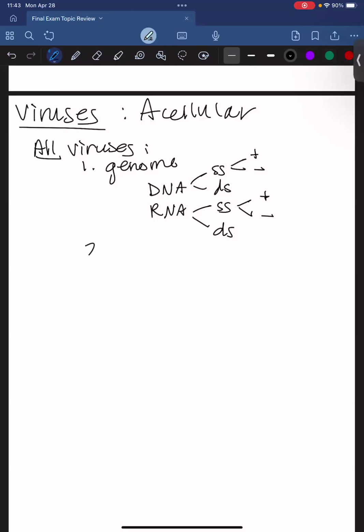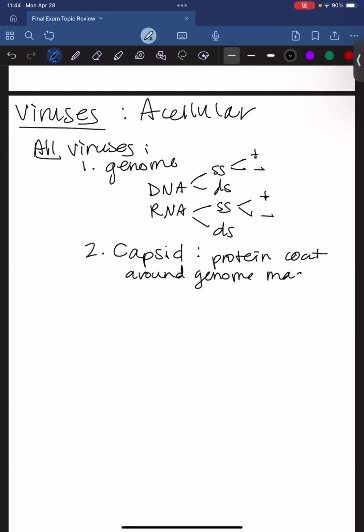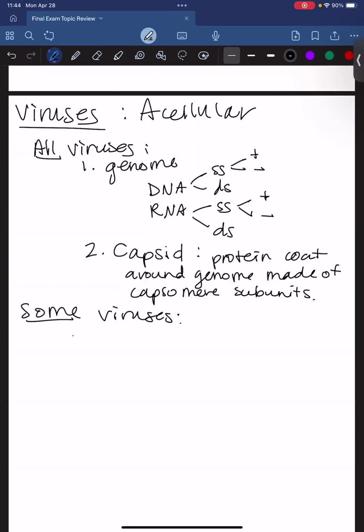The other thing that all viruses have. I know, that's why we're doing this. A capsid. This is a protective protein coating around the genome. It's made of subunits called capsomeres. Excellent. Some viruses might also have an envelope.